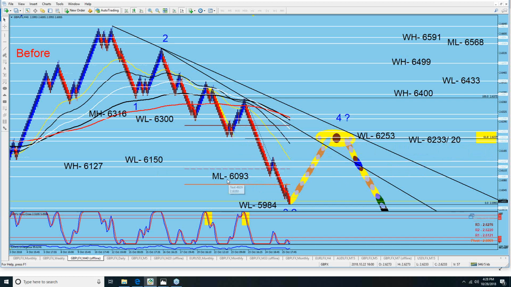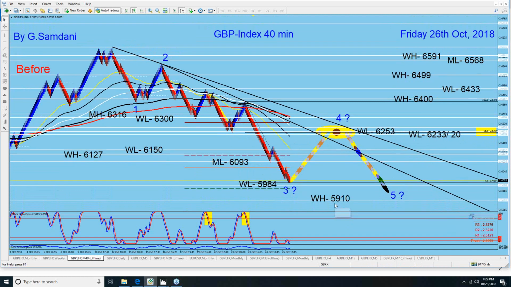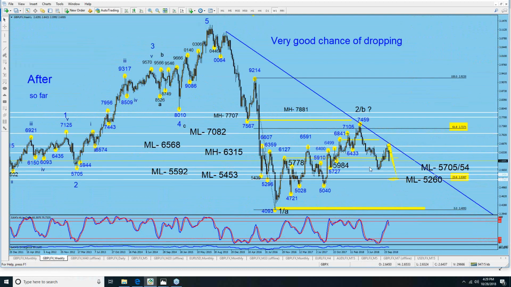So this is what the Pound Index is. I'm expecting first a little bit going to the upside, but then again it will come down for wave 5 around 59.10. Let's see what happens. After that it might go down even further. The target is all the way 52.60 if we get there. But let's see. First things first, little by little, right?